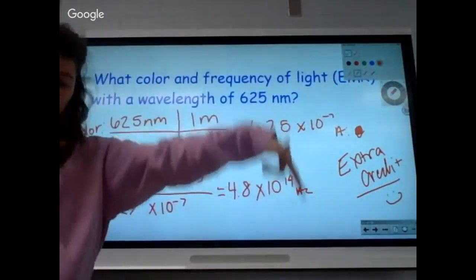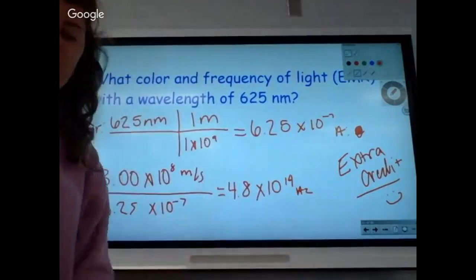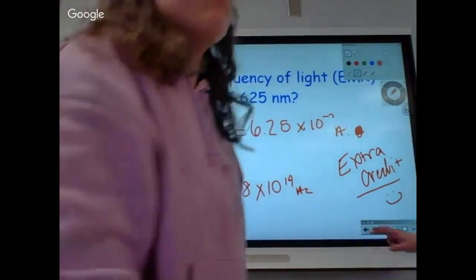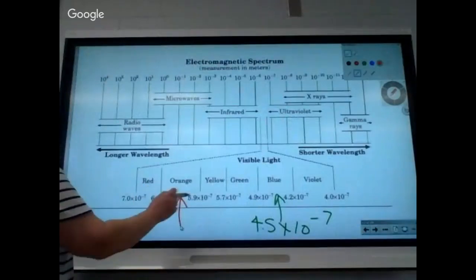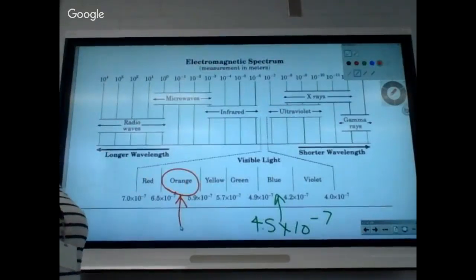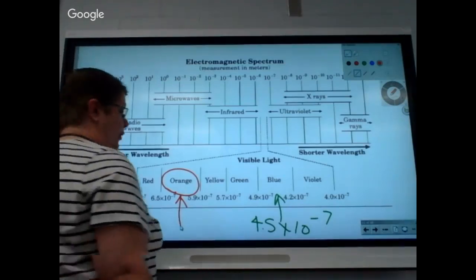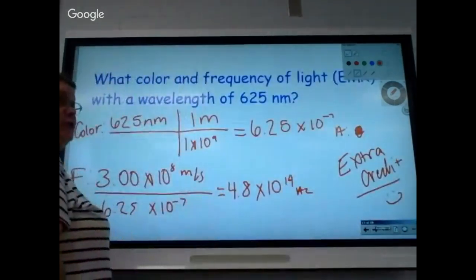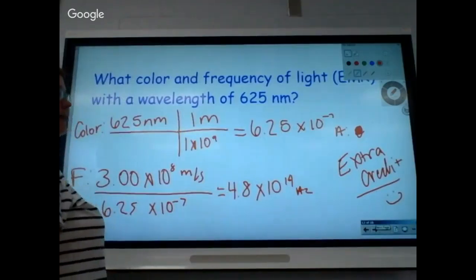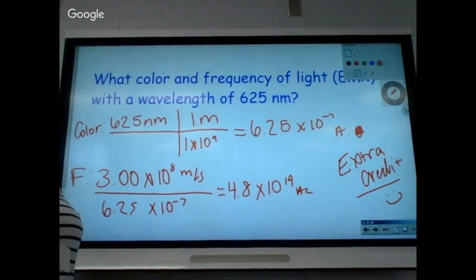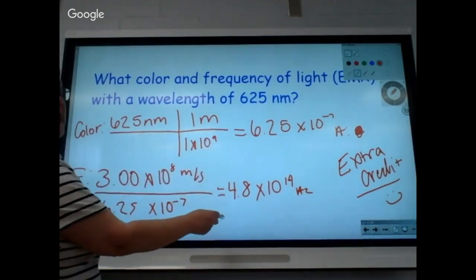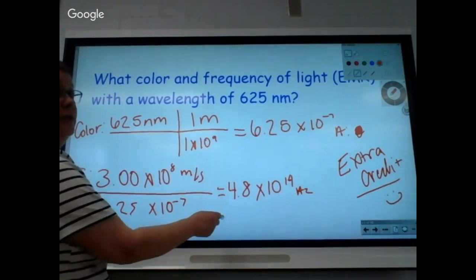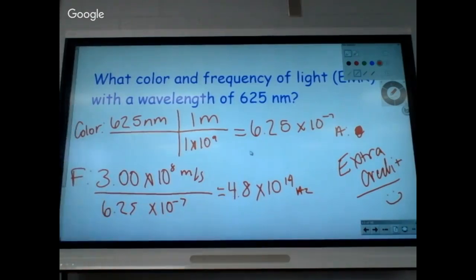All right. So, did everybody get 6.25 times 10 to the negative 7th? If you go back here, 6.25 times 10 to the negative 7th sits here, which is orange. Annabelle was trying to be cute and wrote orange because that's what color it was. She wants you to figure out it's orange. Questions about why she did it in orange? And then 3.0 times 10 to the 8th divided by your wavelength gave her 4.8 times 10 to the 14th. Any questions? And then hertz is the unit.